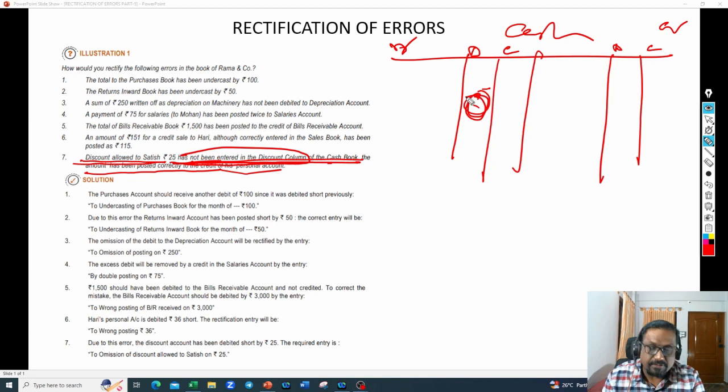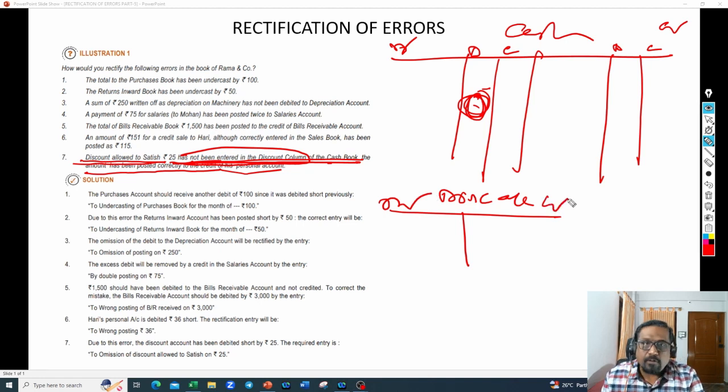He's saying it has not been entered in the discount column in the cash book. If this is not entered here, it will not go to the discount account, not column. So what we are supposed to do now here is, from cash book, it should go to discount account.